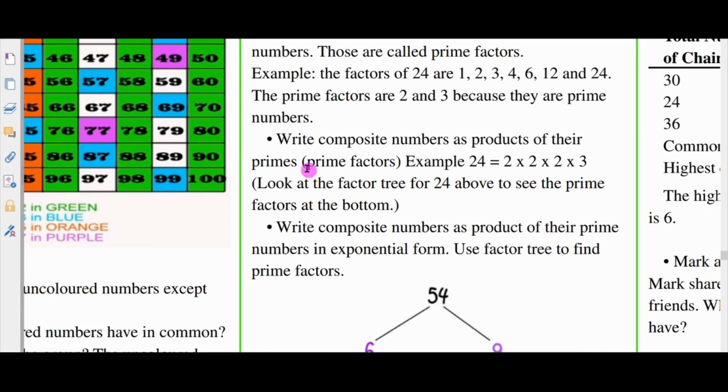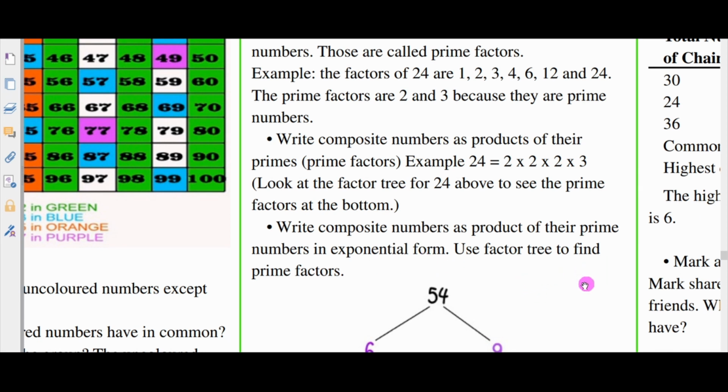Now it says, write composite numbers as products of their primes. So we're going to look for the prime factors. Now, here's the example. We had 24, and 24 as a product of its primes would be 2 times 2 times 2 times 3. Remember the factor tree? All right. The factors are at the base or the bottom of the tree. Now, write the composite number as products of their primes in exponential form. We were asked to do that.